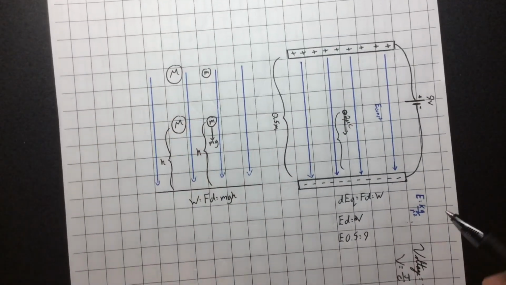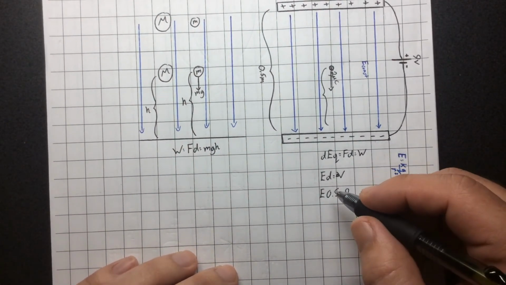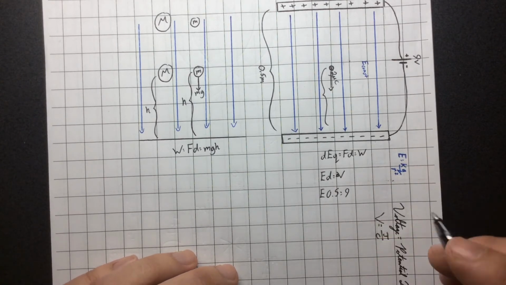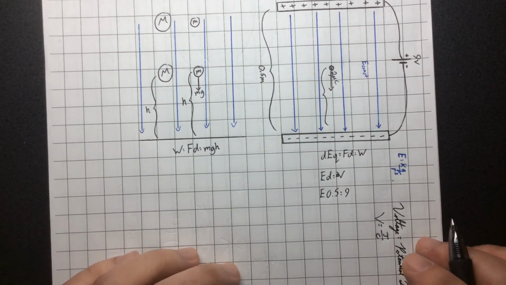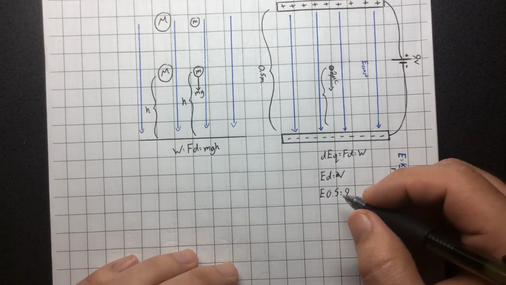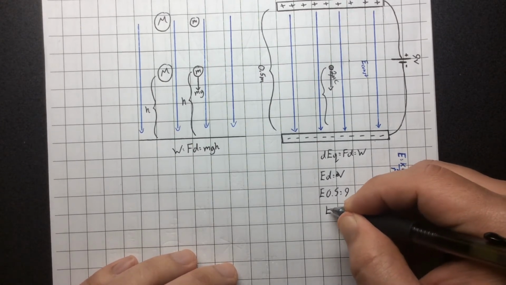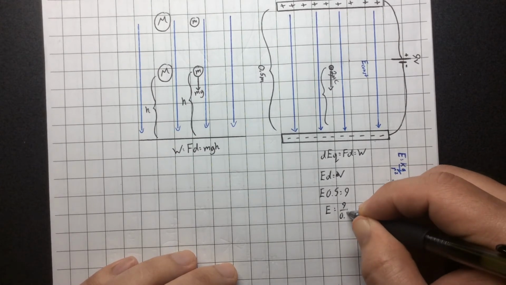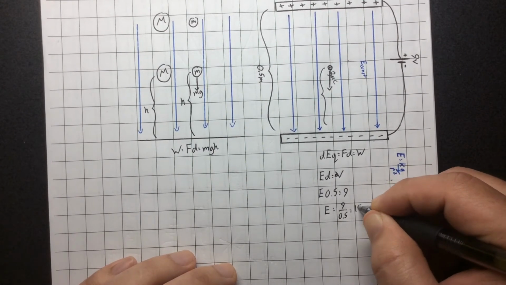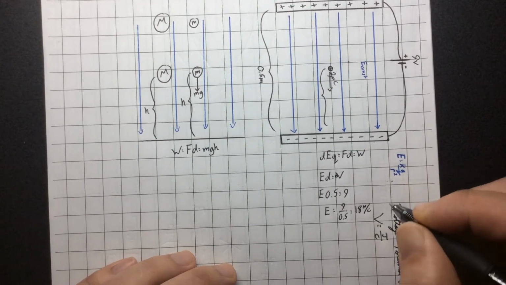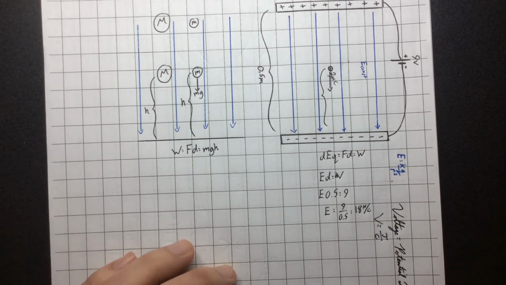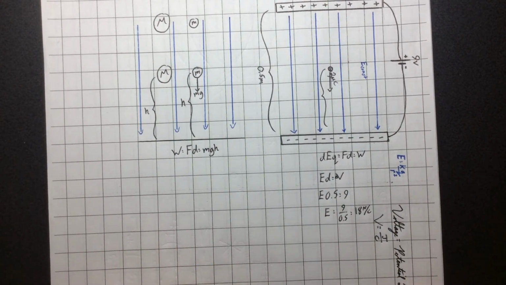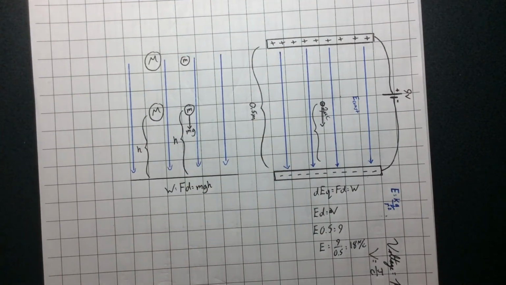All right, so to find out the electric field, we're going to have to divide 9 by 0.5. Well, dividing by 0.5 is like doubling it. So our electric field is equal to 9 over 0.5. That's going to give you 18 newtons per coulomb. That is super weak. That is a small electric field. All right, but this distance is really big.